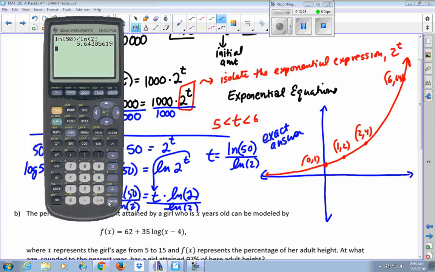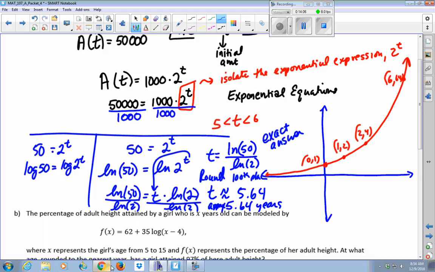5.64385619 years. So t, now you write t is approximately, and depending on whether I ask you to round this or not, I'll tell you how many places, like to the hundredth place. So if I ask you to round this to the hundredth place, you would say, okay, I want to round it to the second place, and the number after 4 is 3, so I'm going to say 5.64. That's the value of t, and my answer, therefore, would be approximately 5.64 years.